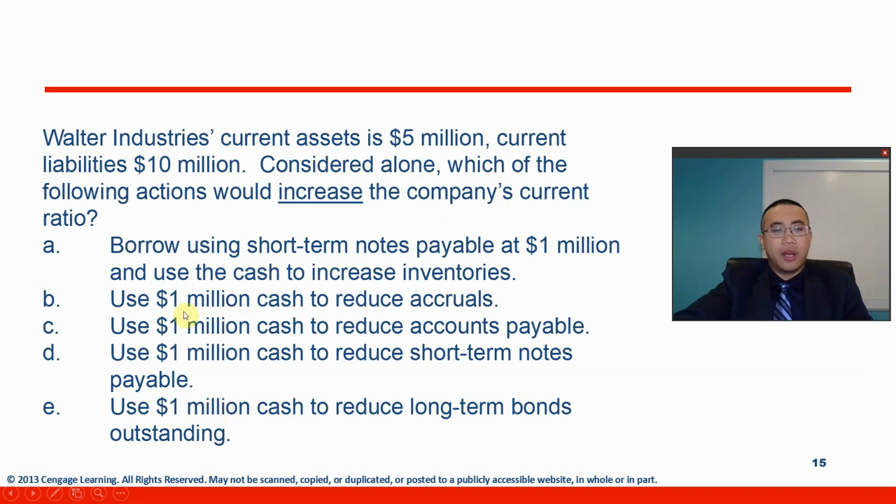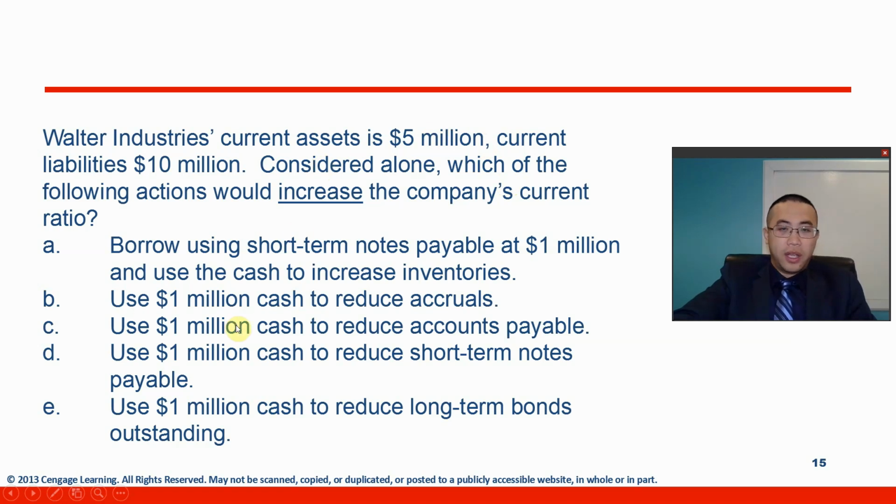B, use $1 million cash to reduce accruals. So what happened here is when cash is spent, your current assets would decrease by 1 million. Current assets covers cash, and then your current liabilities will also decrease by 1 million. So your new current ratio is 5 minus 1, which is 4, over 10 minus 1, which is 9, and that basically gets a smaller number. 4 over 9 is less than 5 over 10.